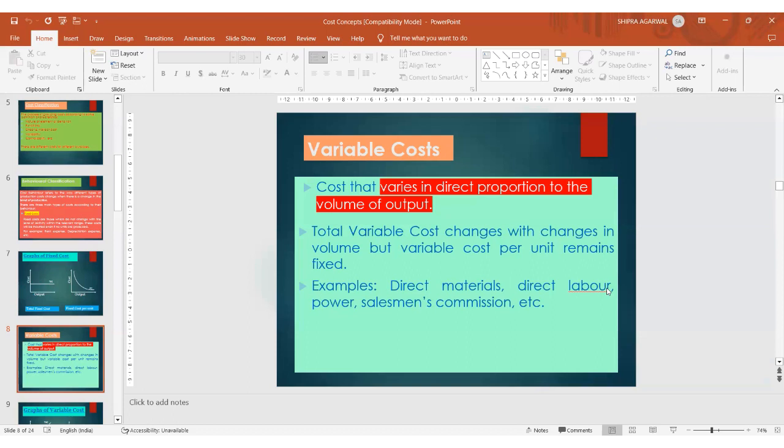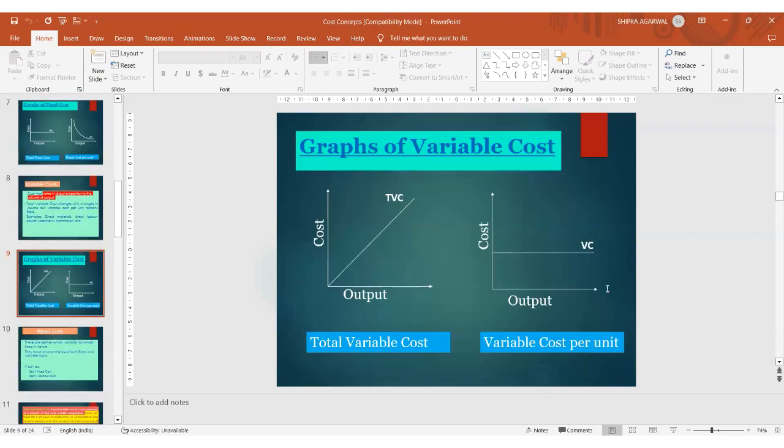So your total variable cost will keep on changing with the increasing number of units. Whether I'm talking about direct labor or direct material or power or salesman commission, all these are examples of your variable cost. So in this case, you can see that your variable cost per unit, say for example, I'm talking about direct material right now, is 10 per unit, right? So if I'm buying one unit, then it is 10. If I'm buying 100 units, then it is 10. If I'm buying 1,000 units, then it is 10.